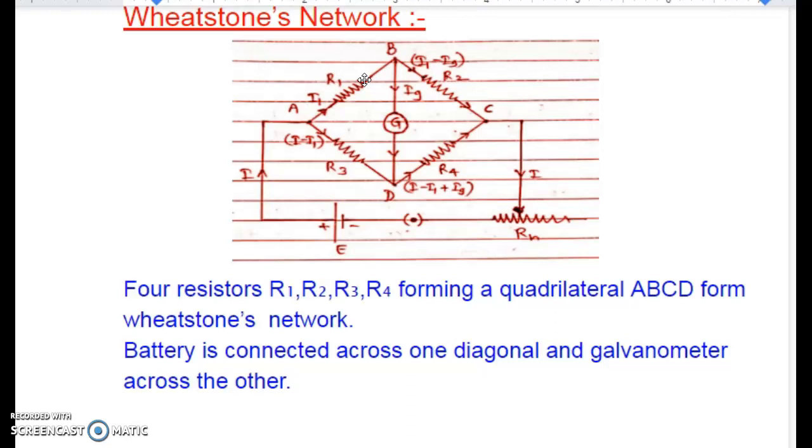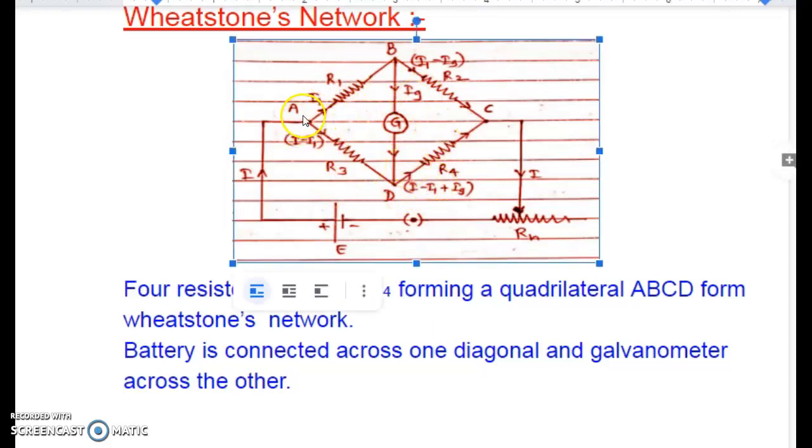What exactly Wheatstone's network is, that we can see in this frame: there are four resistors. I can say one is R1 here, then R2 is here, R3 and R4. These four resistors are connected to form four sides of a quadrilateral A, B, C, D, and these four resistors forming a quadrilateral are said to form a Wheatstone's network.